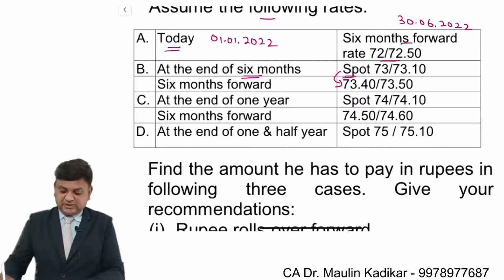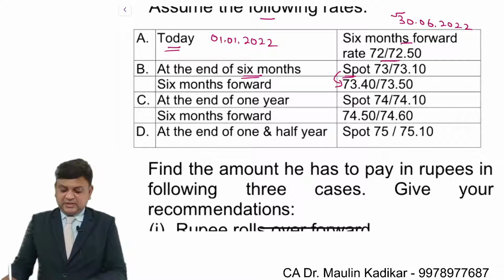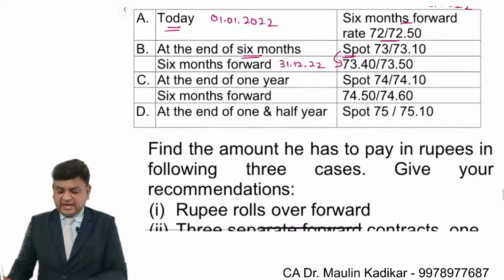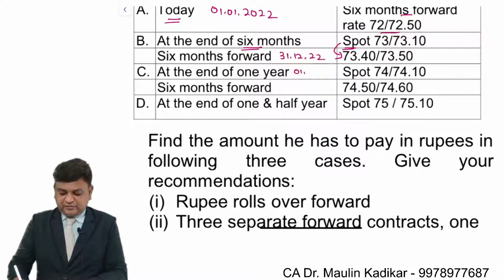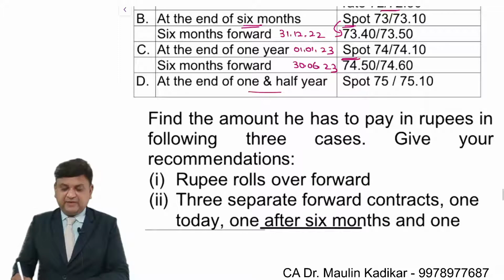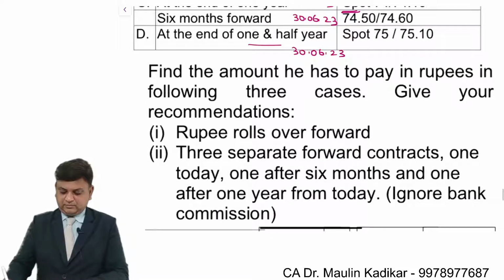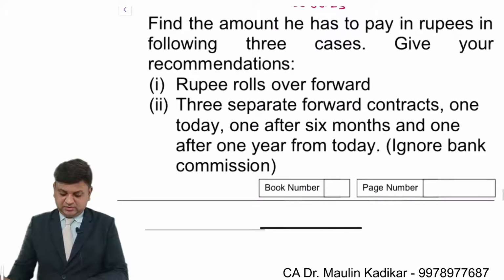At the end of the 6 months, that is on this date, 6 months forward information is given to us. That is 31st of December 2022. At the end of 1 year, that is on 1st of January 2023, spot is given, and on that date again 6 months forward exchange rate is given, 30th of June 23. After 1.5 year, that is on 30th of June 2023, spot rate is given to us.